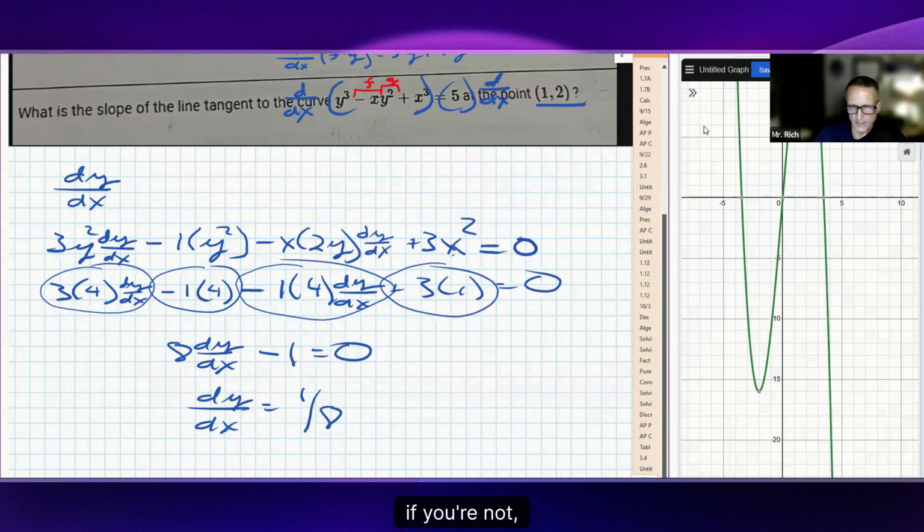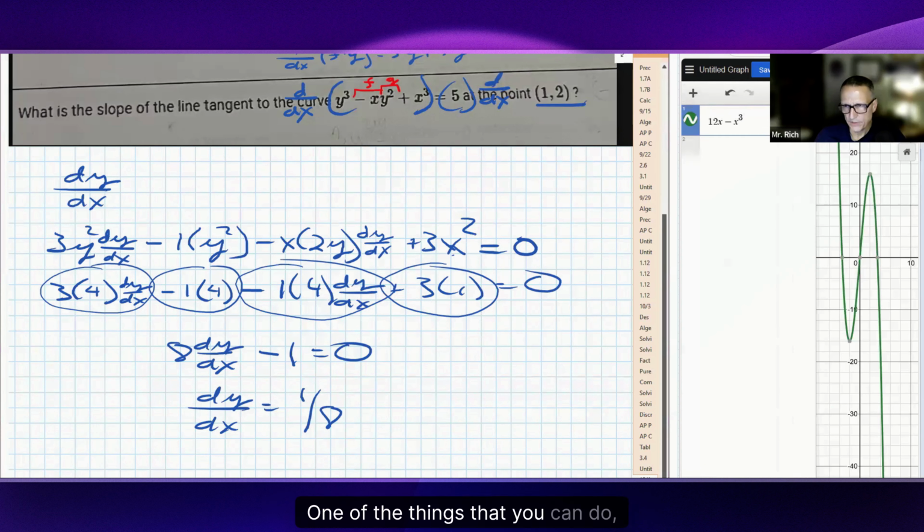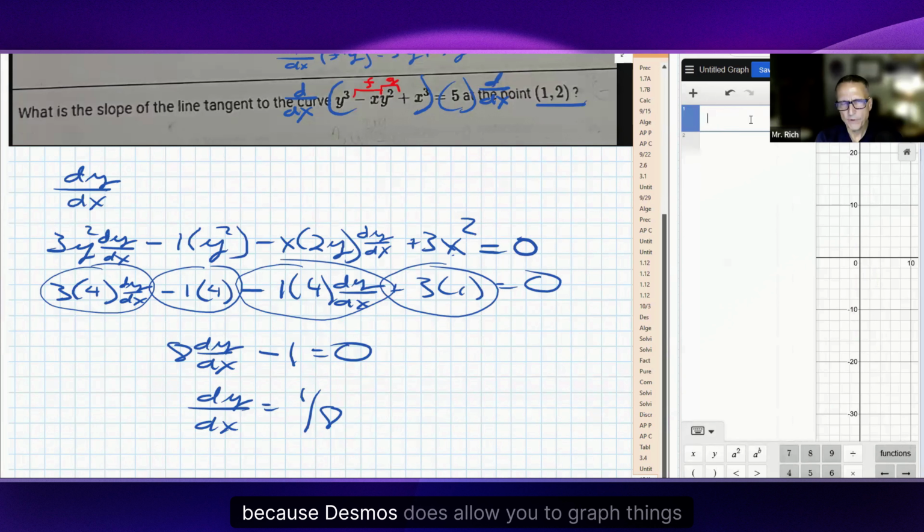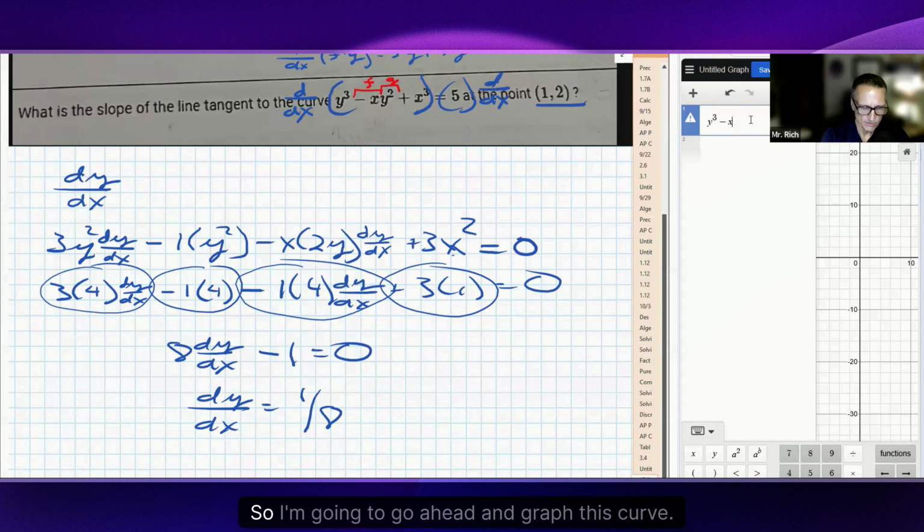And if this was maybe an open response and you're wondering, does that even make any sense? One of the things that you could do, because Desmos does allow you to graph things implicitly, is check it. You can't graph that on your TI-84 because you have to have explicit y equals functions. But I can certainly come over here and just see if it even makes sense that the slope would be 1/8. So I'm going to go ahead and graph this curve.